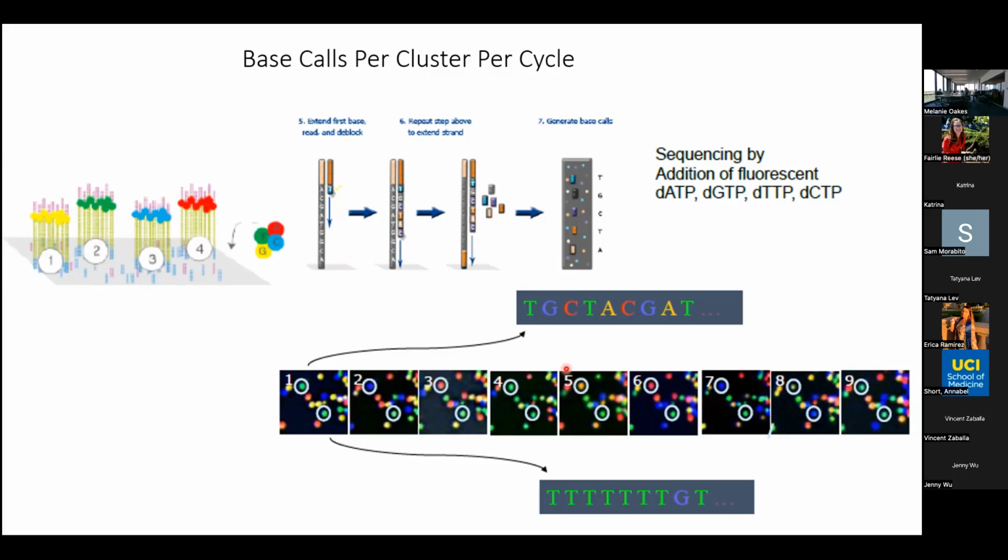So in this circumstance, the same cluster here in cycle 1 with a T, in cycle 2, it added a G, okay? And so this is the sequencing by synthesis, which is how the Illumina technology works.